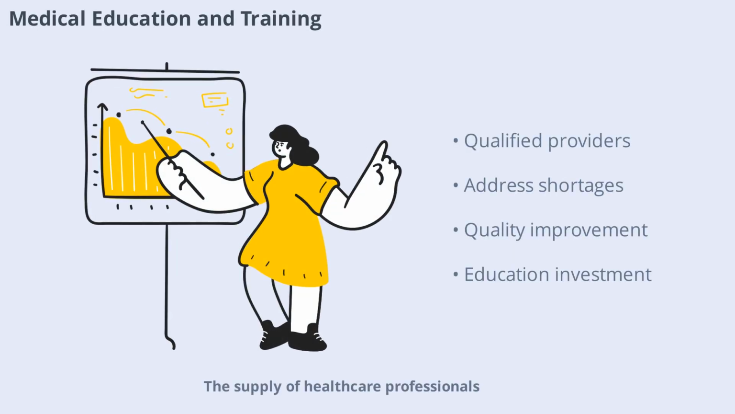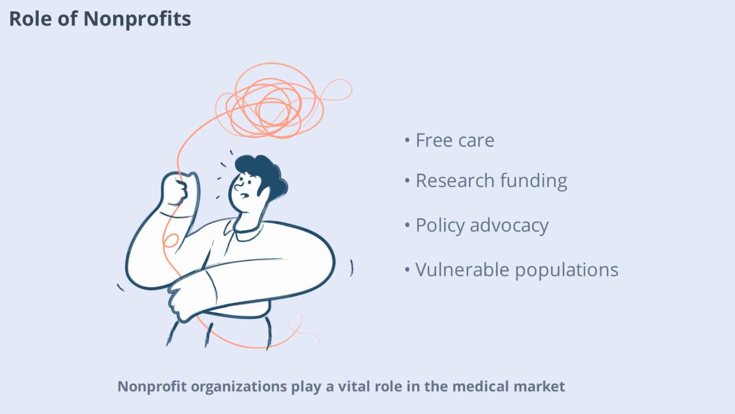Supply of healthcare professionals depends on education and training systems. Medical schools, residency programs, and continuing education ensure a steady flow of qualified providers. Investments in education can help address shortages and improve the quality of care, directly impacting the balance of supply and demand. Nonprofit organizations play a vital role in the medical market, especially in underserved areas.